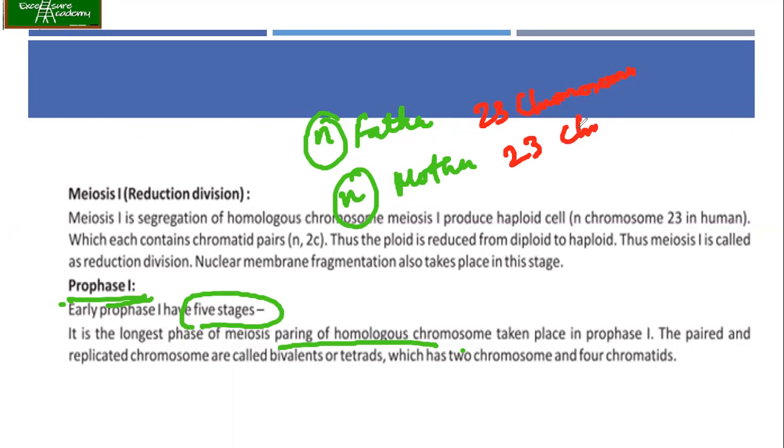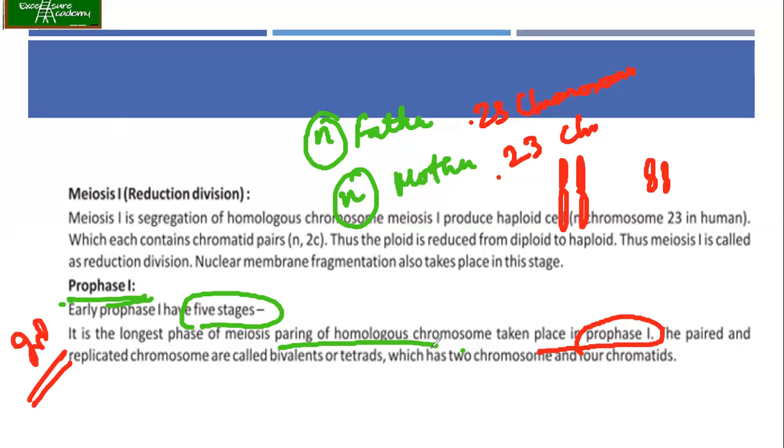Now, homologous chromosomes means the identical chromosomes present from the father and mother are going to pair up. If there's a small one, the small one will pair up. That is called homologous chromosome pairing up. Now this takes place in prophase 1. Please remember, homologous chromosome pairing up takes place in prophase 1.